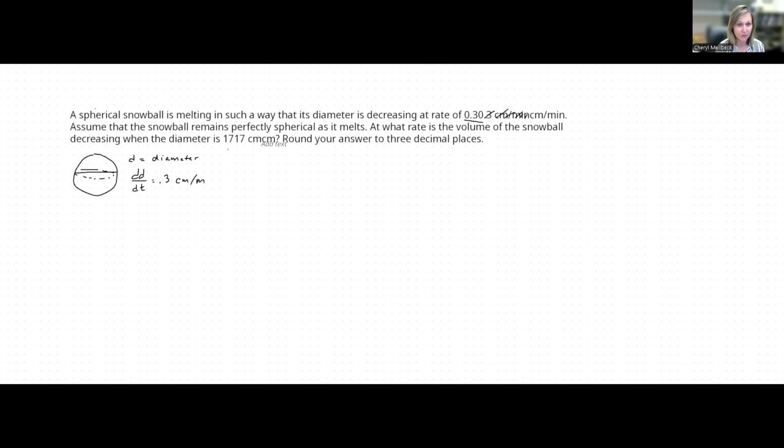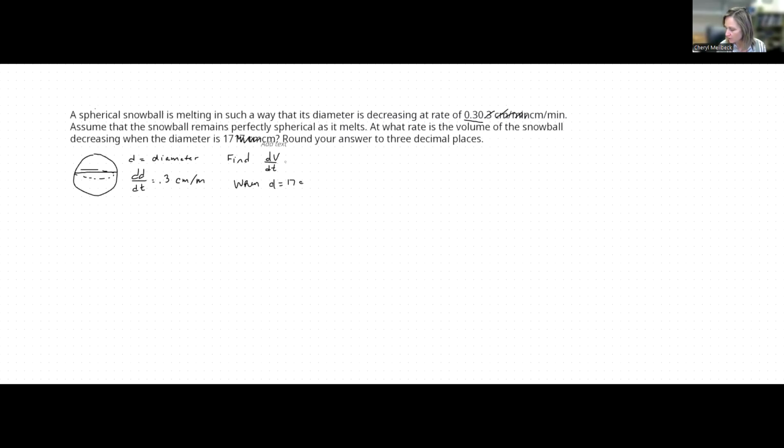At what rate is the volume decreasing when the diameter is 17 centimeters? So we want to find the decrease in volume, which would be dV/dt. And that's when D is 17 centimeters. So that's what we would do first. That's our first step, to identify what we're given and what we want to find.